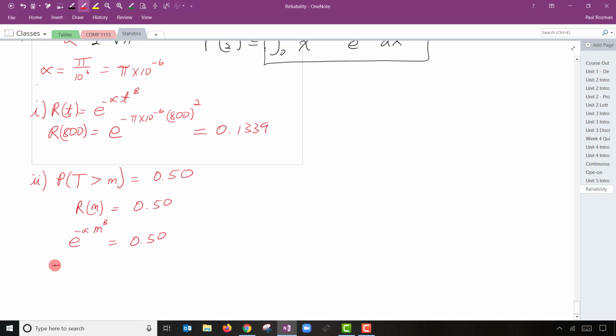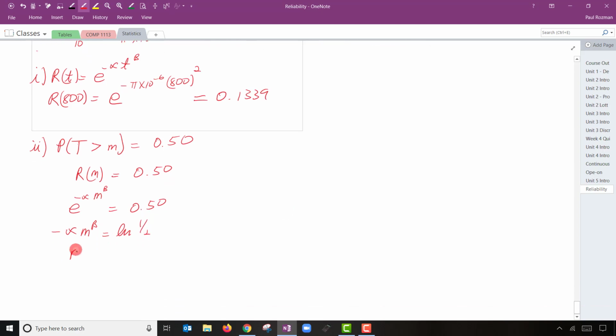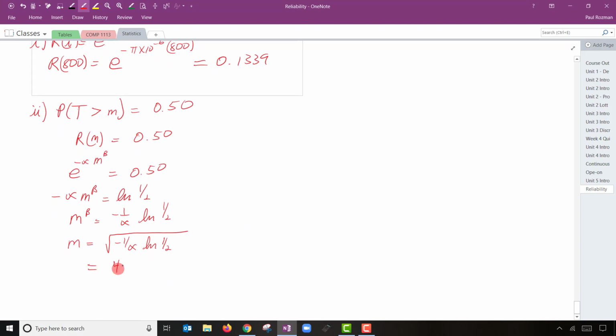Natural log of both sides, the e goes away, so negative alpha m to the beta equals the natural log of a half. So m to the beta equals negative 1 over alpha, natural log of a half. And beta was 2, so m is the square root of this stuff. And hopefully the natural log of a half is negative so that we end up with something positive here. And it must be; I get a median of 469.7 hours.